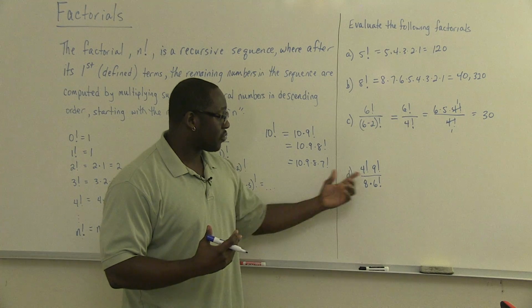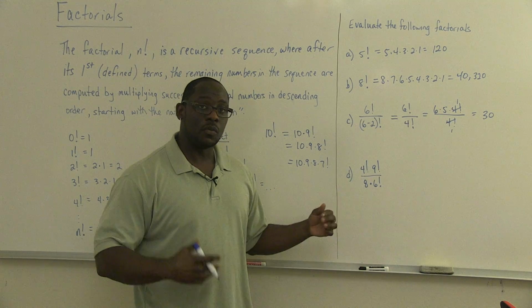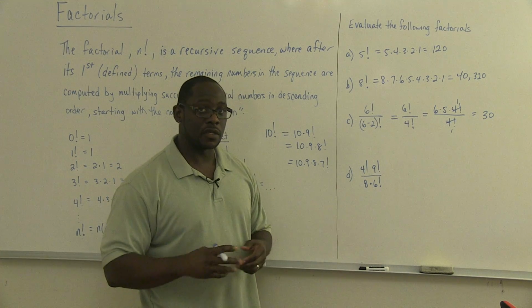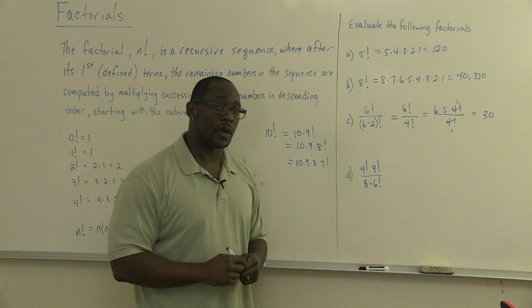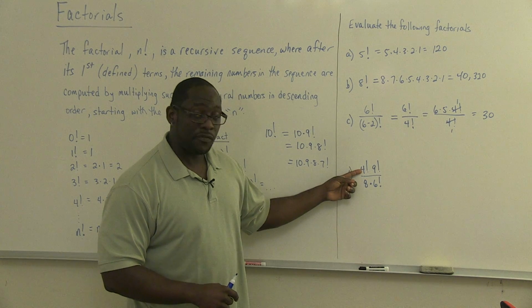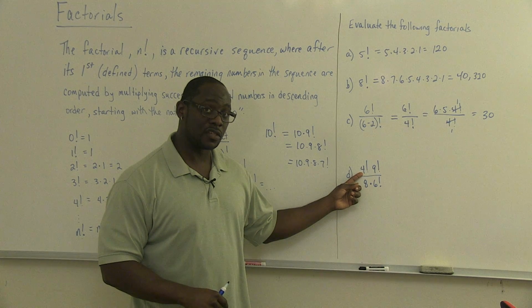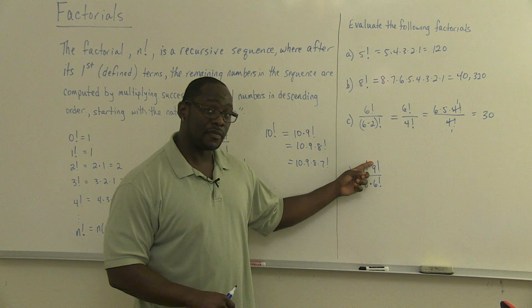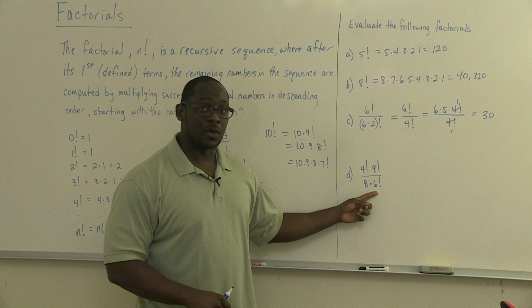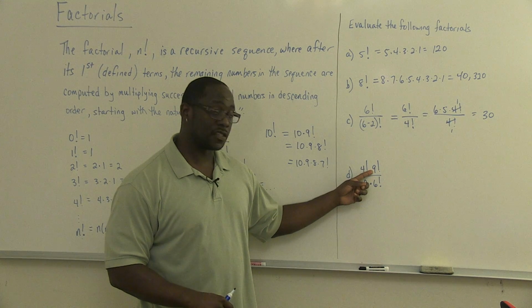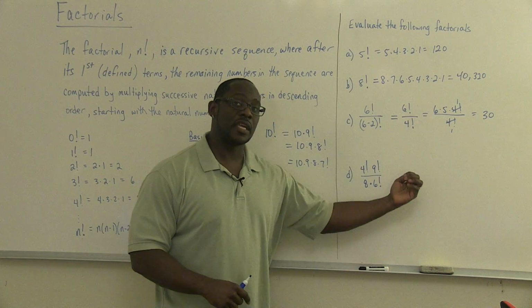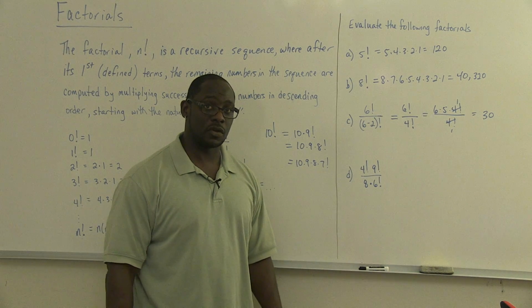Now, our strategy is we want to see which factorial is larger in the numerator and denominator and then break that one down. So you see we have 4 factorial, that is smaller than 6 factorial. So we don't want to break this one down just yet. But here we have 9 factorial, and that's larger than 6 factorial. So we can take this 9 factorial and break it down until we get to the 6 factorial part.